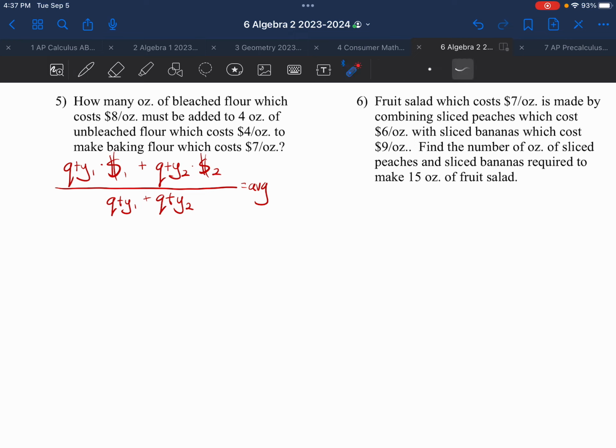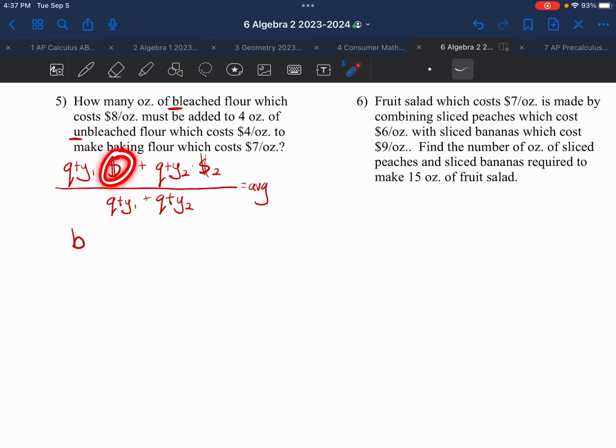Let's read the problem. I have an amount of bleach flour, but I don't know the amount. So I'm going to use B for bleach flour. So I'm going to underline B for bleach flour and U for unbleached flour. I think that makes sense. U and B. So we don't know how much bleach flour, but that's the quantity 1. So I'm going to say B bleach flour. So B is this first quantity, change it to B.